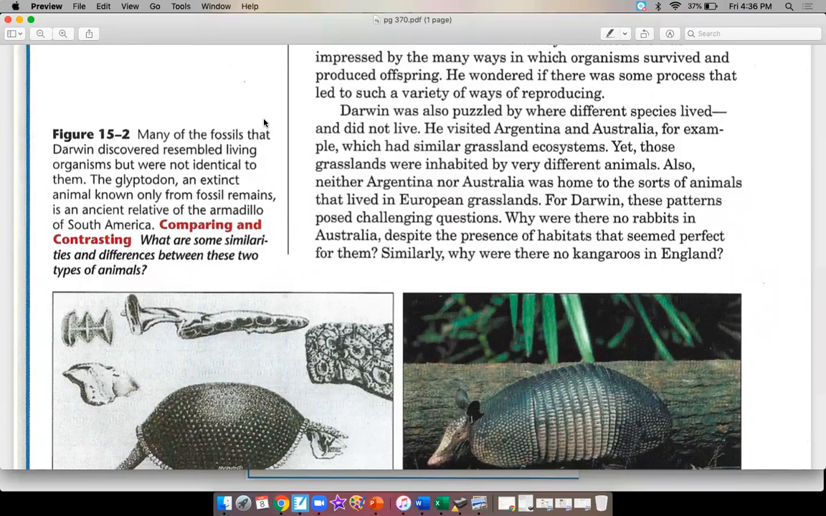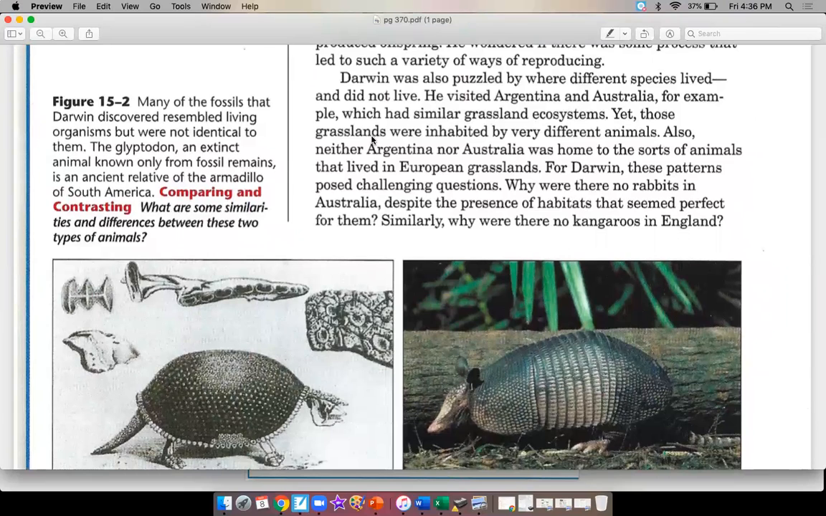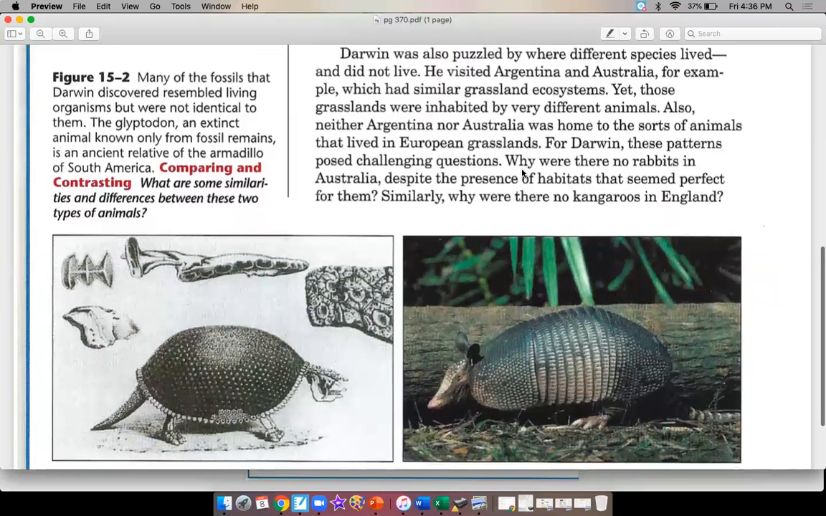Darwin was also puzzled by where different species lived and did not live. He visited Argentina and Australia, for example, which had similar grassland ecosystems, yet those grasslands were inhabited by very different animals. Also, neither Argentina nor Australia was home to the sorts of animals that lived in European grasslands. For Darwin, these patterns posed challenging questions. Why were there no rabbits in Australia despite the presence of habitats that seemed perfect for them? Similarly, why were there no kangaroos in England?